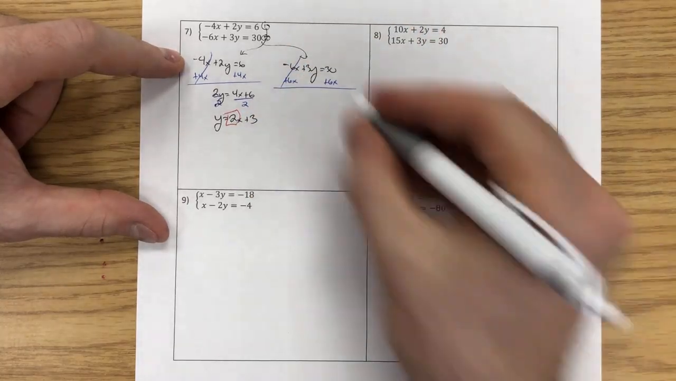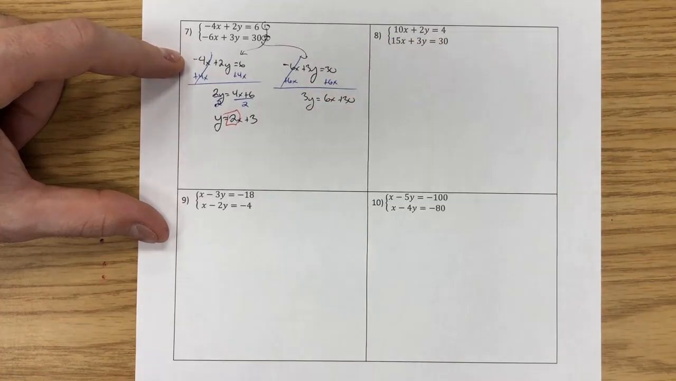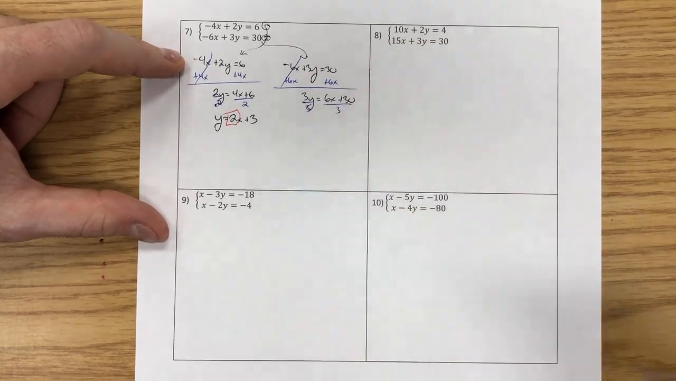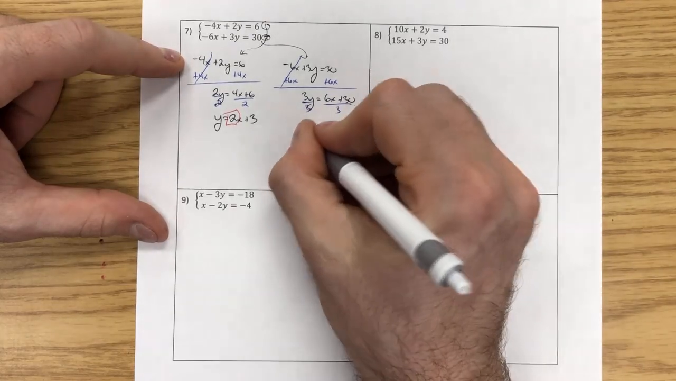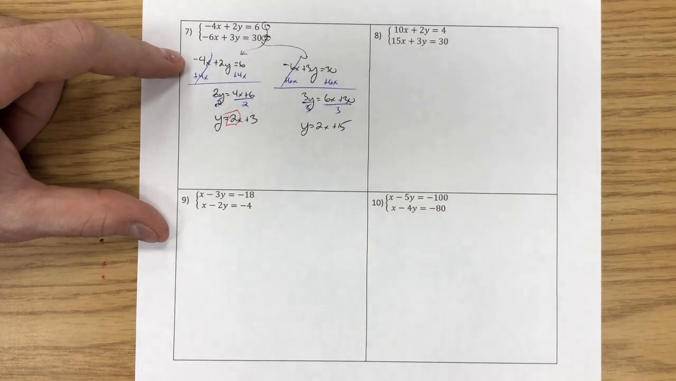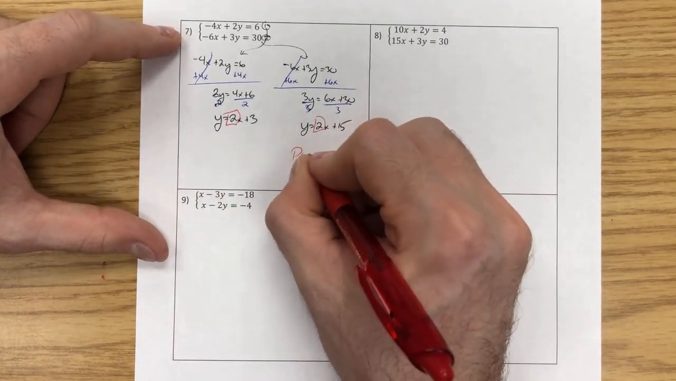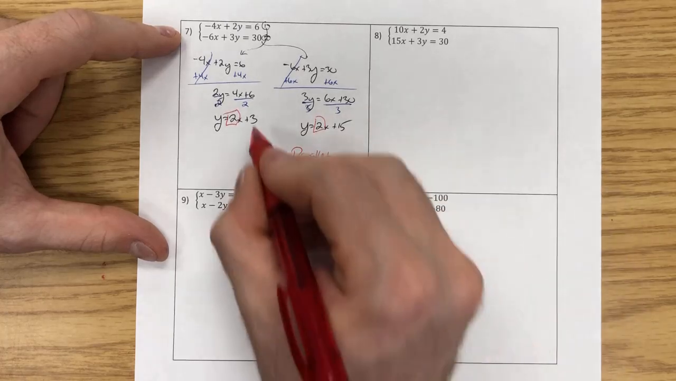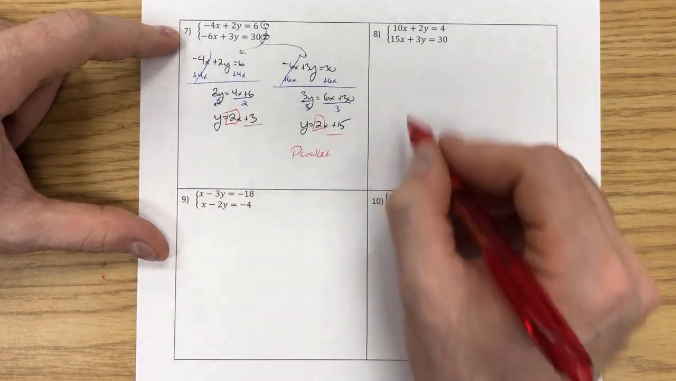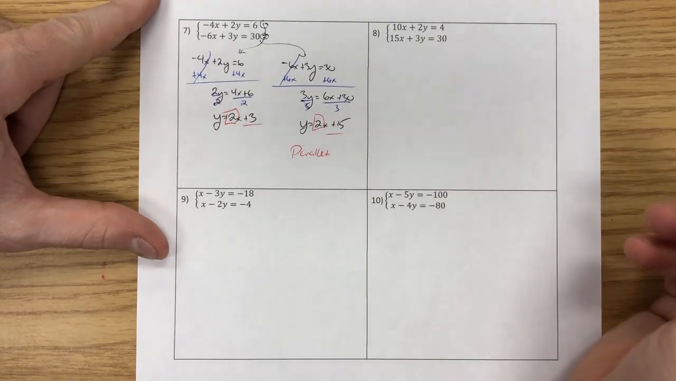Cancels that out. I have 3y is 6x plus 30. Divide by 3. I get y equals 2x plus 15. So again, same slope, so I know these are parallel. Different y-intercepts though. So these aren't the same line, these are 2 different lines in the graph, which means they're never going to touch. So parallel.